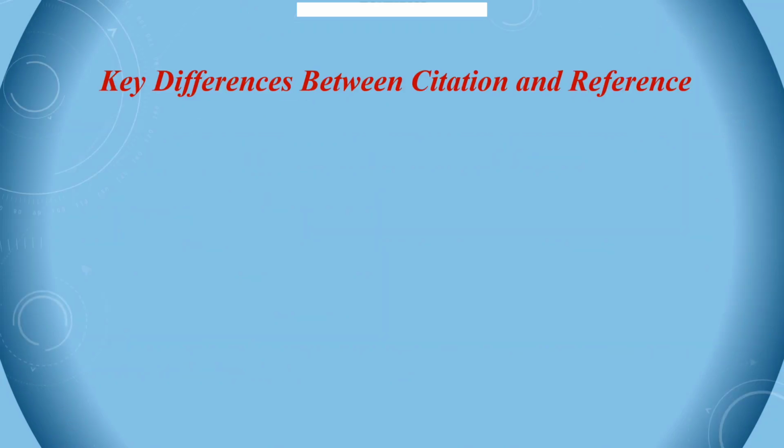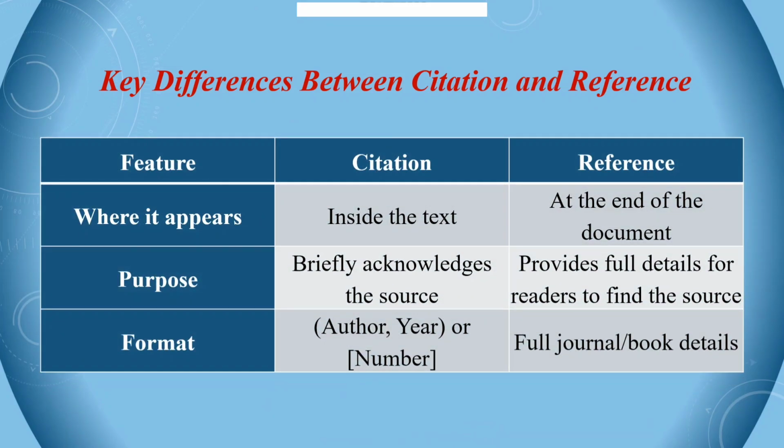So the key difference between citation and reference, if I conclude the whole discussion, is that a citation exists inside the text, but a reference exists at the end of the document. And what is the purpose of citation and references? The purpose of a citation is to briefly acknowledge the source. The purpose of a reference is to provide the full details for readers to find the source. And what format?